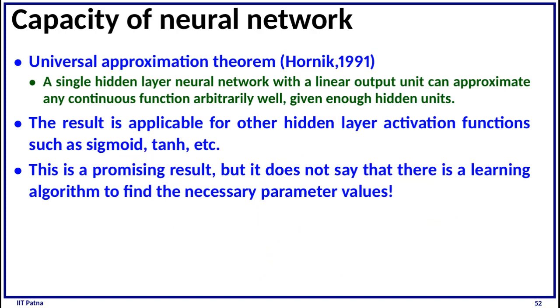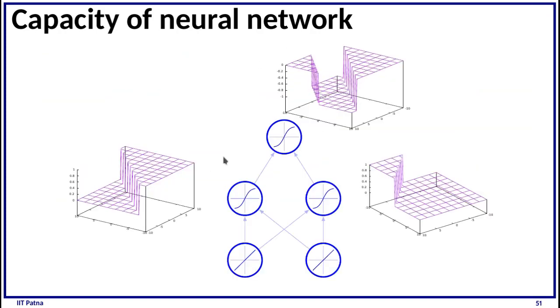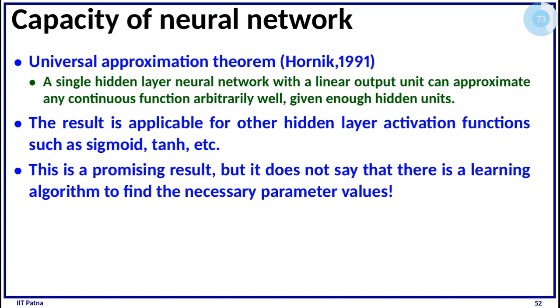So one of the most important concepts is the capacity of the neural network. If I have a single neuron, I can demarcate the space into only two halves. If I have more than one neuron, I can demarcate the space into a very complex zone as well. Now there is an important theorem to know, which is called the universal approximation theorem. The idea is very interesting. So what does it say? That a single hidden layer neural network with a linear output unit can approximate any continuous function arbitrarily well, given enough hidden units.